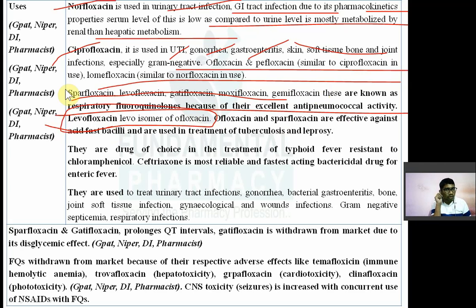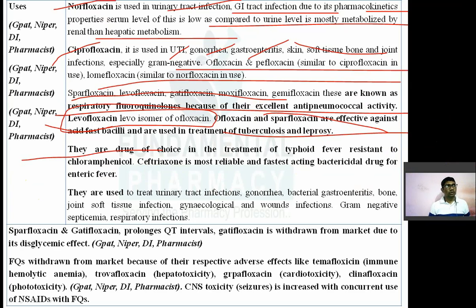Then ofloxacin and sparfloxacin, they are effective against the acid fast bacilli. Ofloxacin, sparfloxacin, levofloxacin, these are effective against acid fast bacilli. Therefore, they are used in the tuberculosis, and in the leprosy. They are the drug of choice in treatment of typhoid fever, which is resistant to the chloramphenicol.